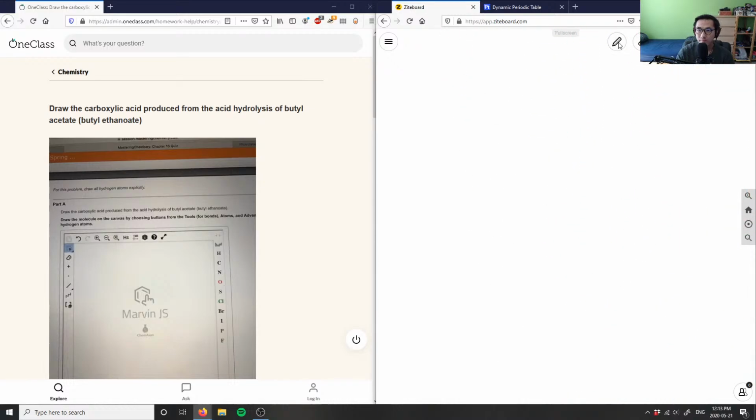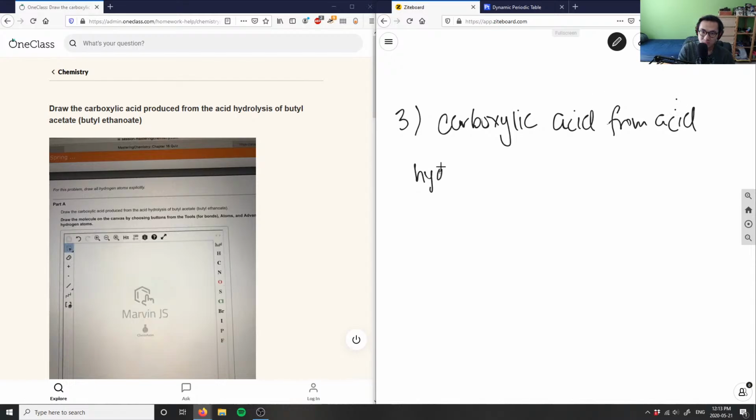Okay, number 3. It asks us to draw the carboxylic acid produced from the acid hydrolysis of butyl acetate, or butyl ethanoate, which is the IUPAC formal name here. So I want the carboxylic acid from acid hydrolysis of butyl ethanoate. I'm going to use butyl ethanoate because it's IUPAC, and that might be something you're more familiar with if you're not familiar with the common names just yet.